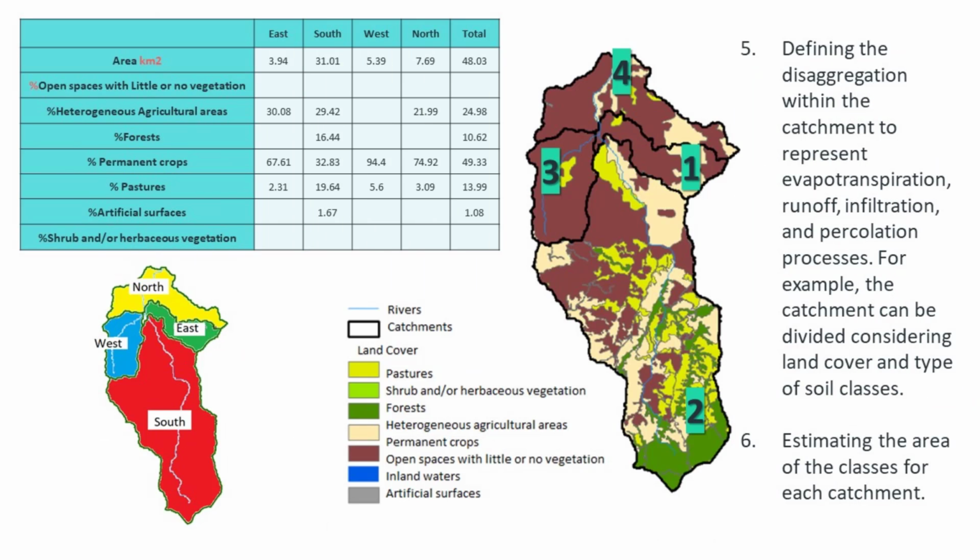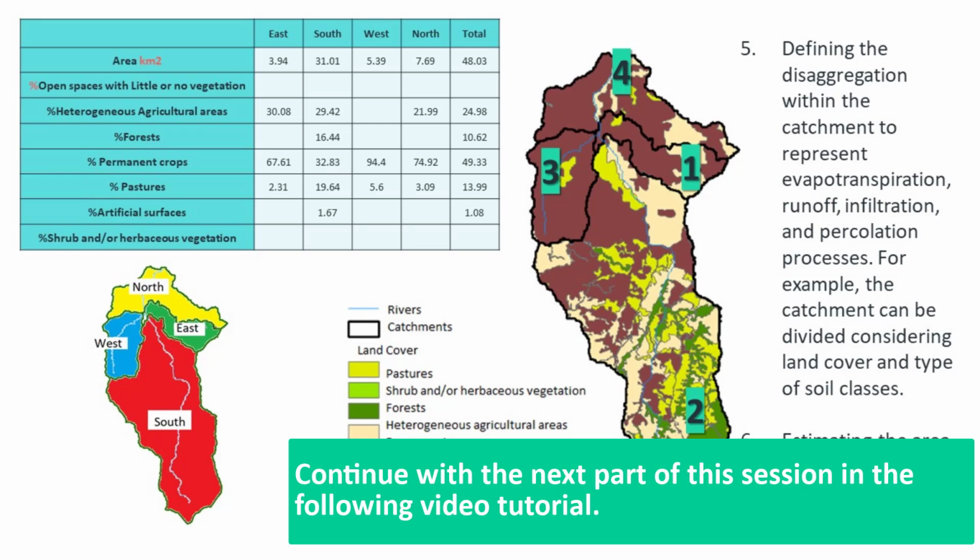We can continue defining the catchment disaggregation and estimate the areas for each class within the catchment. In this example, the catchments were disaggregated by only land cover classes. It is important to define a disaggregation that helps you parameterize the hydrological model so that the water balance components can be represented properly. If a hydrological model in WEAP wants to be developed and the components of a water balance want to be explored, catchments must be defined following the recommended steps.